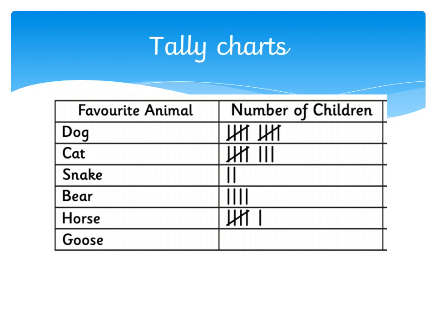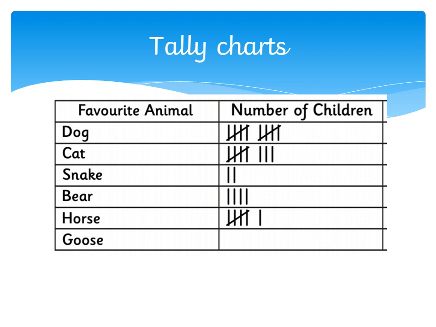So here we've got another tally chart. If we have a look at the titles at the top of each column, we've got favourite animal and we've got number of children in the second column. This tally chart is telling us which type of animal children chose when they were asked for their favourite animal. Across the rows we've got dog, cat, snake, bear, horse and goose.